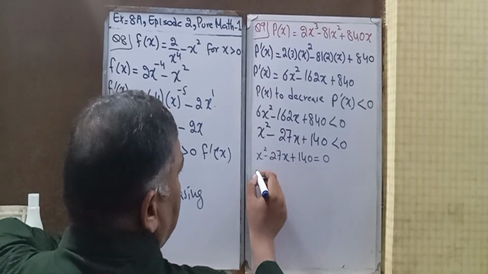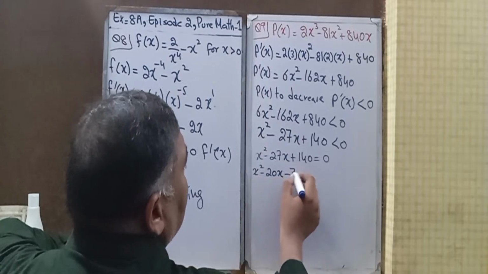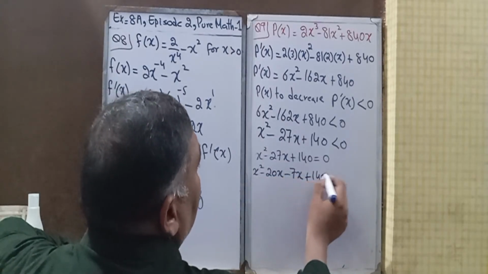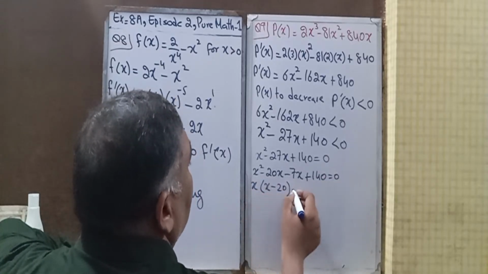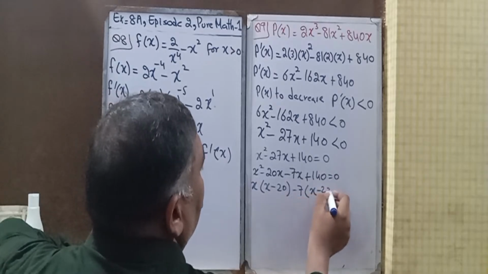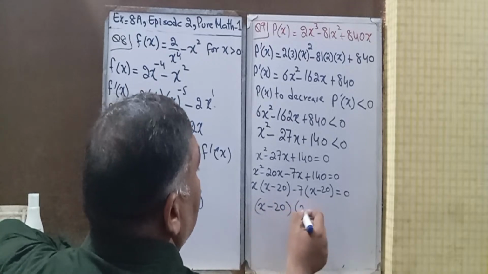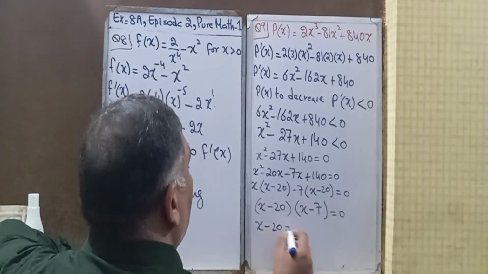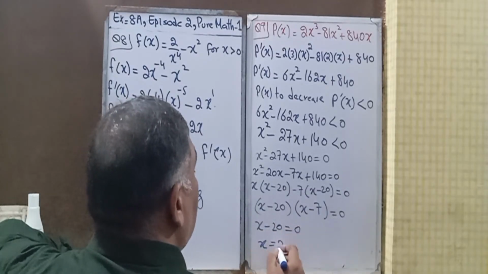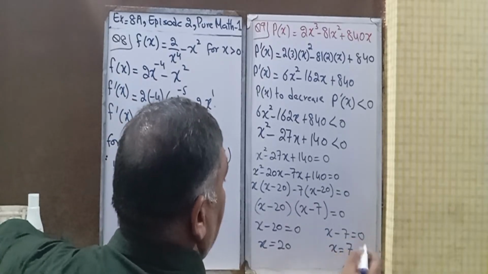So this will become x squared minus 20x, I'm doing the middle term breaking, minus 7x plus 140 equals to 0. The x is common, so x minus 20, minus 7 is common, x minus 20 equal to 0. So x minus 20 into x minus 7 equals 0. The x-intercepts are 20 and 7.